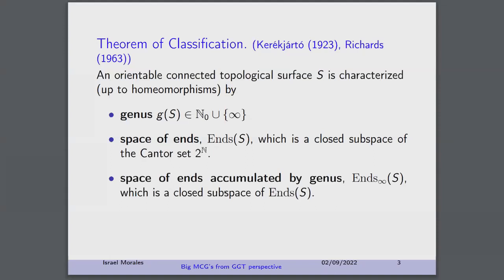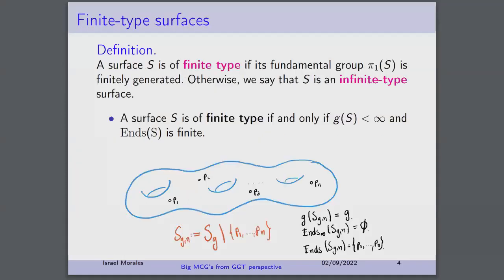Intuitively, the space of ends captures the ways that we can go to infinity in the surface, and the space of ends accumulated by genus, as the name indicates, captures all the ways to go to infinity by genus. So some examples are the following.